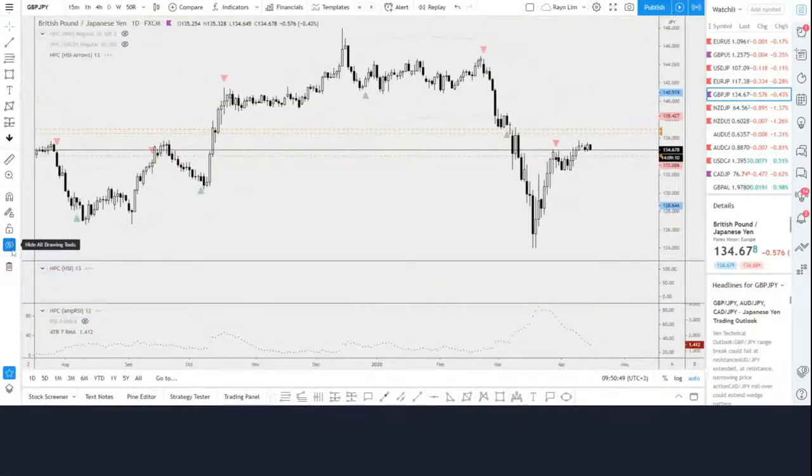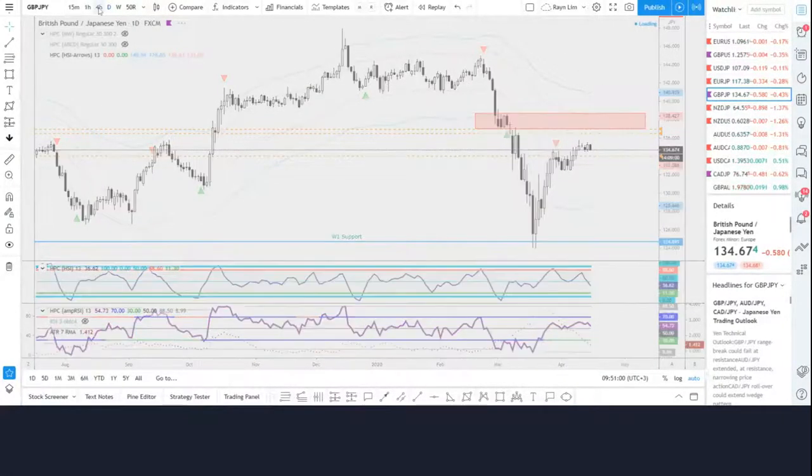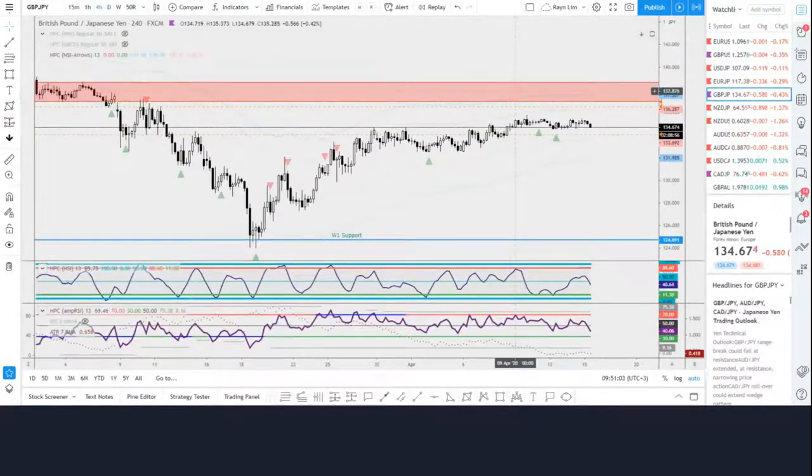All right. My analysis, okay, on the daily chart, pound yen, looking for a selling opportunity over here. To the 4 hour chart. I keep this selling opportunity throughout. To the 4 hour chart, I'm waiting for a shorting opportunity over here. To the 1 hour, anything.